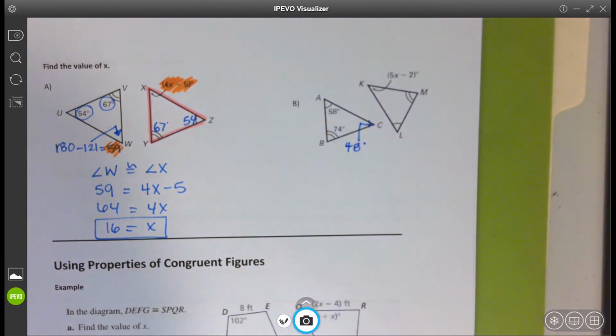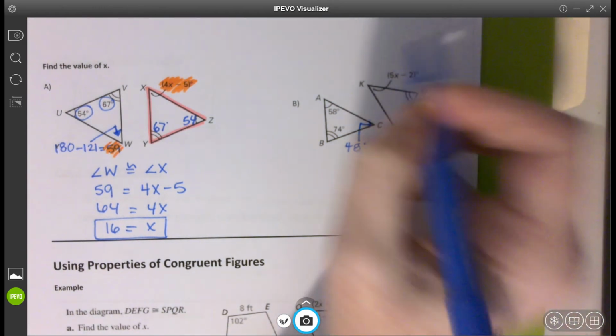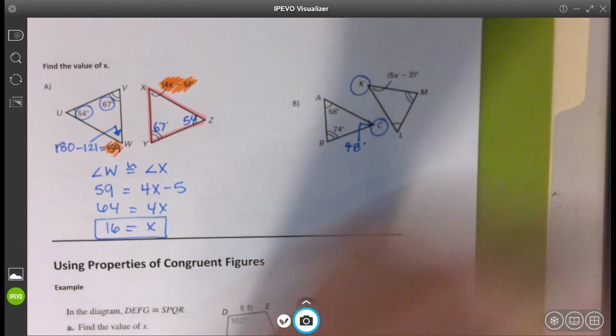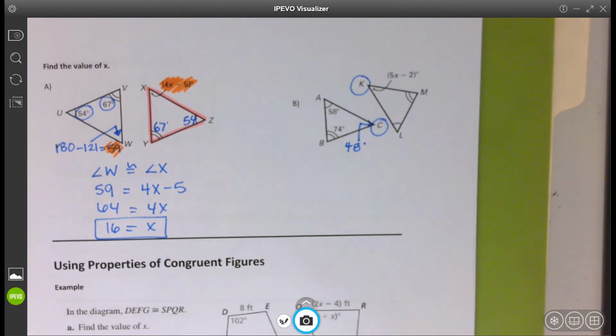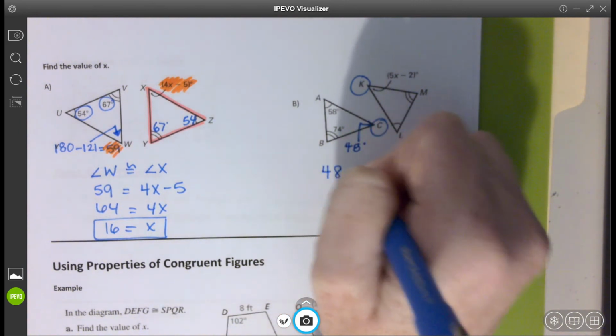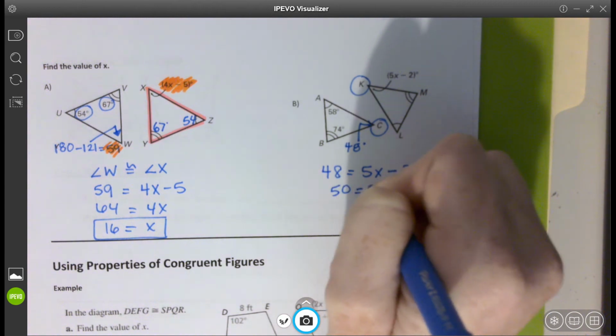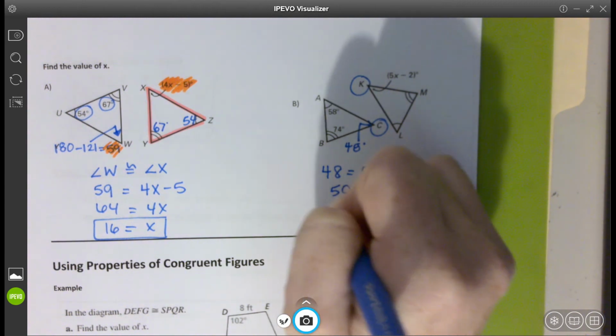Again, that is by adding the two angles together, subtracting by 180. Going through all of this, now I know that K and C are going to be congruent. So I can say 48 equals 5x minus 2, 50 equals 5x, x equals 10.